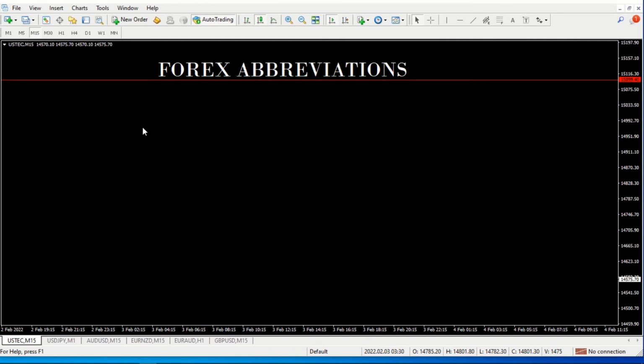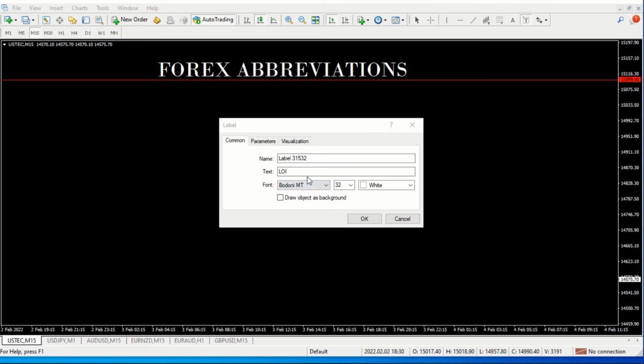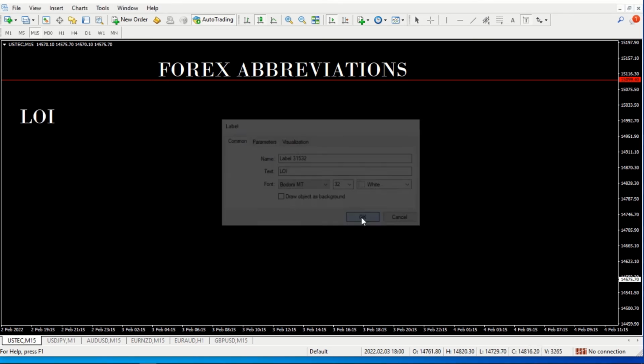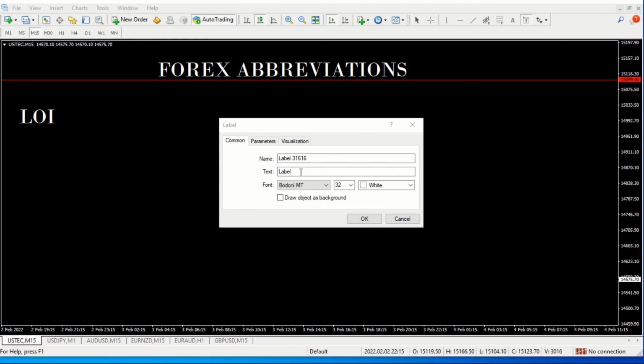There's no way I will conclude this tutorial without talking about forex abbreviations. These forex abbreviations that I'm going to discuss with you are very, very important. We always use them on our charts when doing analysis. The first one has to do with LOI, which stands for level of interest.